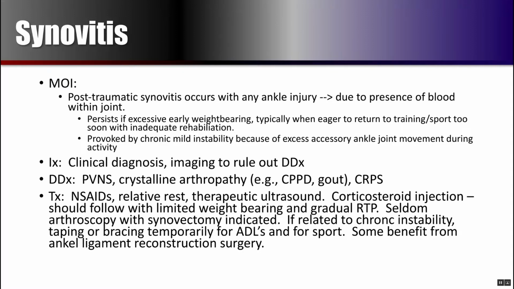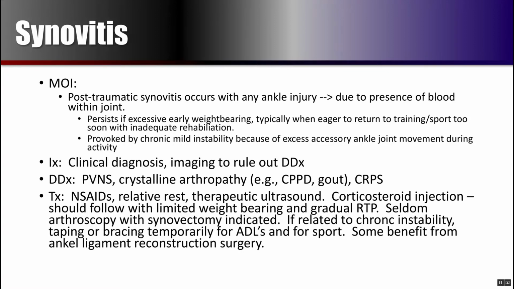It's typically a clinical diagnosis, and imaging would be used to rule out differential diagnoses such as pigmented villonodular synovitis, or more concerning, synovial sarcoma or some other kind of malignancy. PVNS, pigmented villonodular synovitis, is a benign proliferation of synovial tissue. Typically it's mono or oligo-articular, but it can occur in the ankle. Other differentials include crystalline arthropathy like pseudo-gout or gout, and chronic regional pain syndrome.